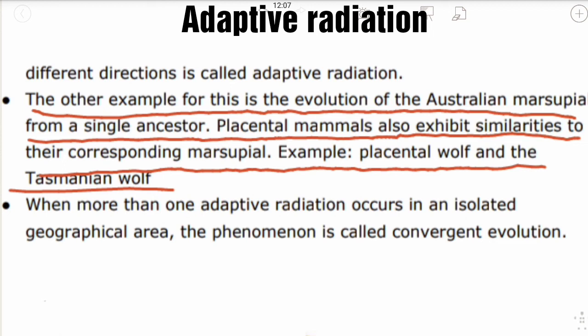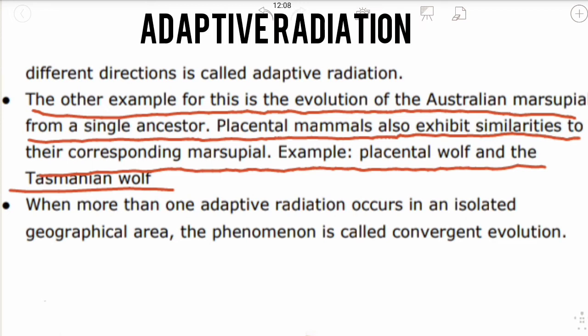They have evolution taking place from a single ancestor. Mammals in Australia, each of which appears similar to the corresponding marsupials. Their example is the placental wolf and the Tasmanian wolf.